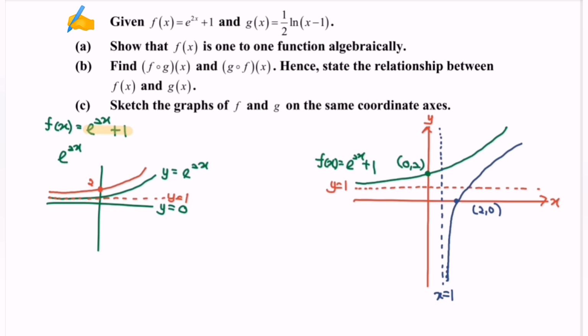Then we have the reflection axis, where y = x. And the function in blue color will be g(x), or f⁻¹(x), where we have 1/2 ln(x - 1).